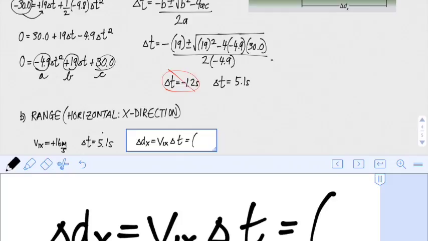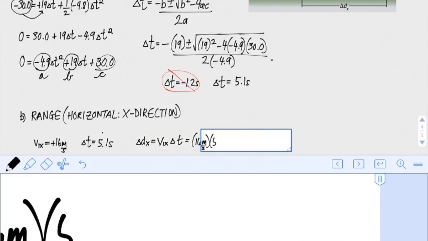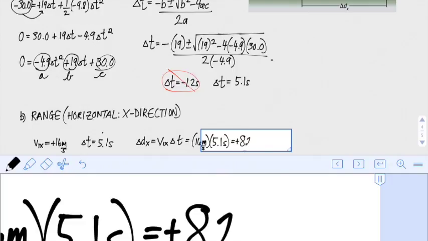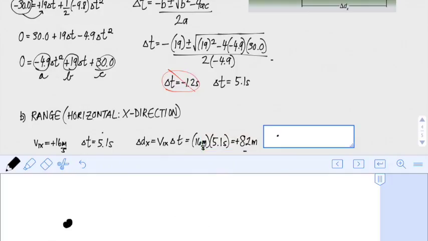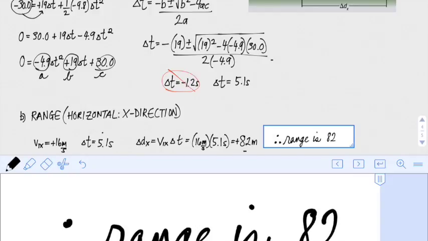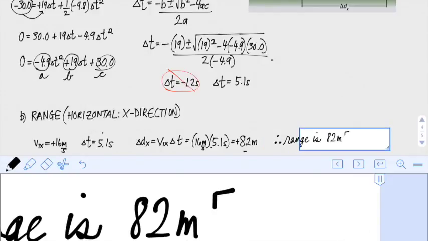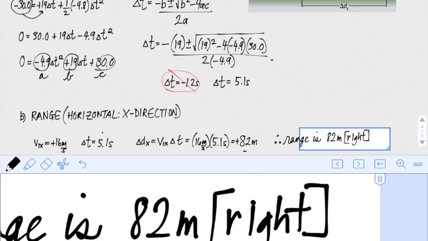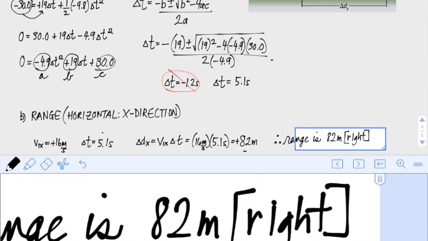So this is 16 multiplied by 5.1. If we punch this into our calculator, to two significant digits, we get positive 82 meters. So we say the range is 82 meters, right. We've replaced the positive sign for the direction right.